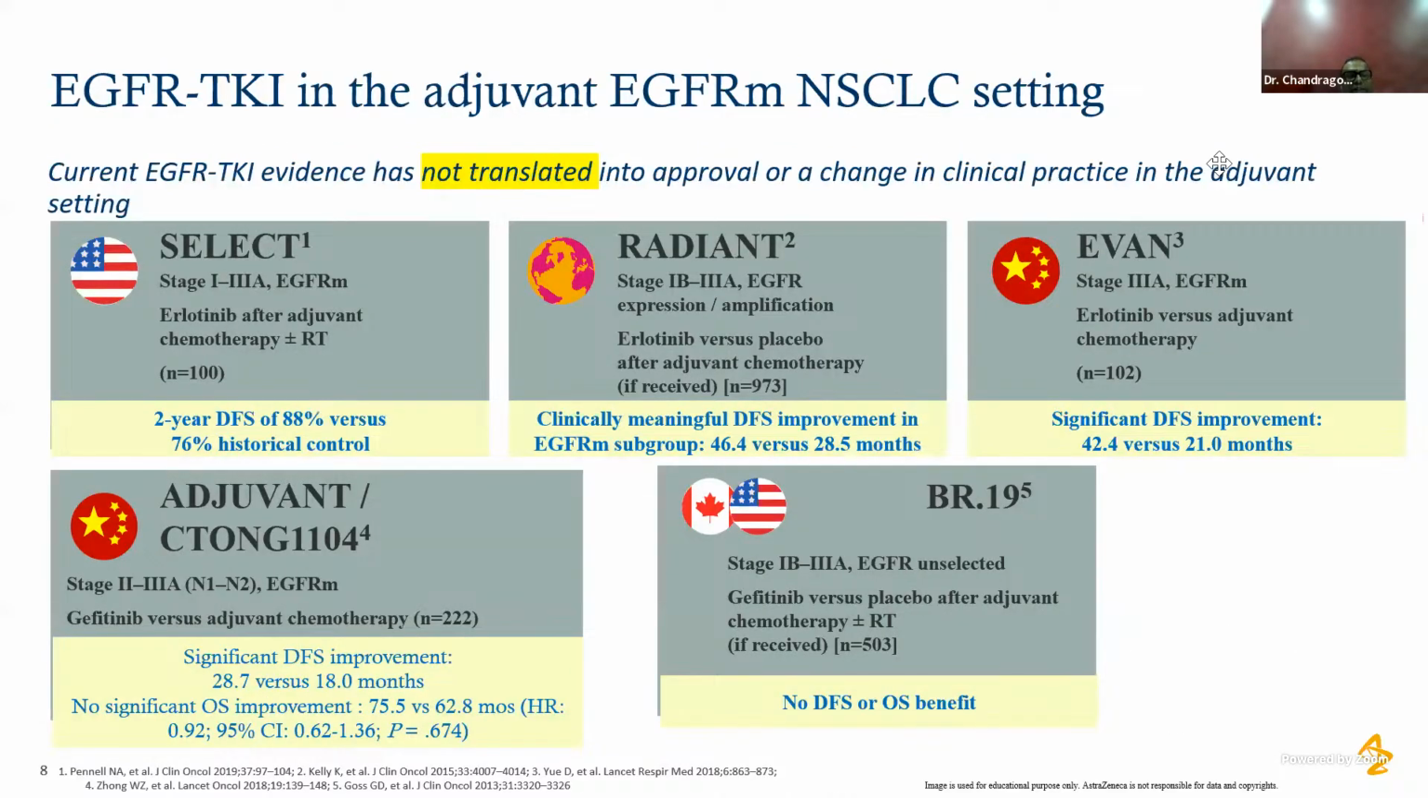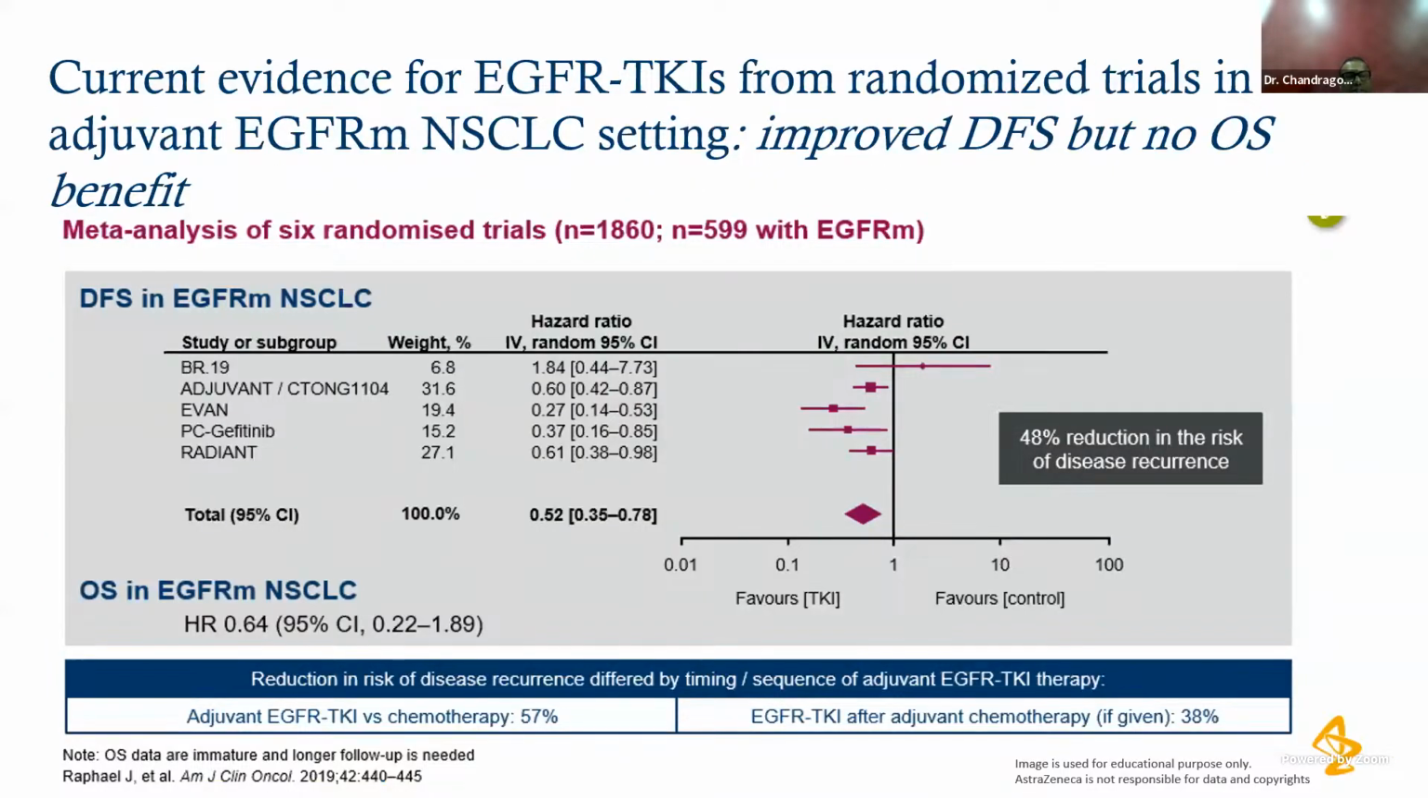So what about adjuvant EGFR TKI in EGFR mutation, especially in the NSCLC setting? There are various trials in this scenario, which have however not translated into an overall survival benefit. Be it the SELECT trial, the RADIANT trial, the EVAN trial, the adjuvant CTONG trial, or the BR.19 trial, in all these trials there is significant DFS benefit. However, there isn't any overall survival benefit. This is what the meta-analysis of the same trials has shown.